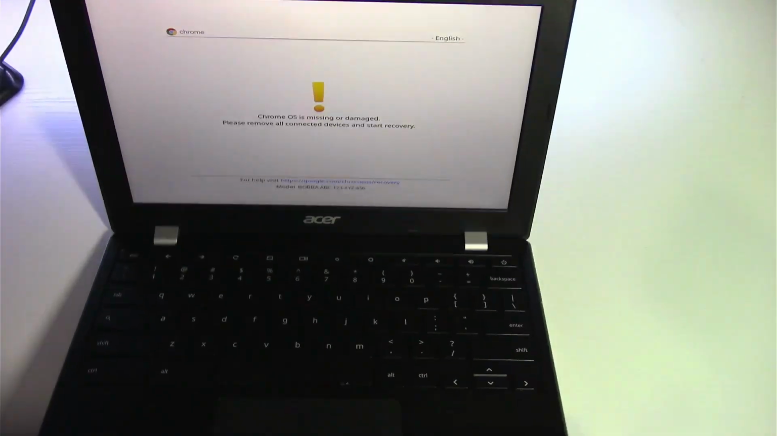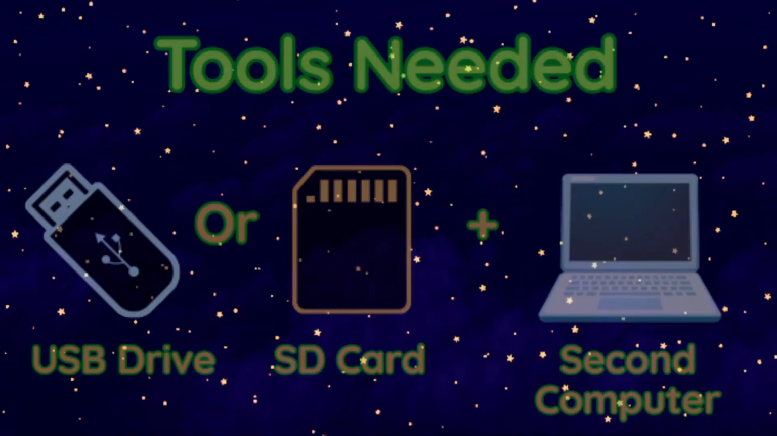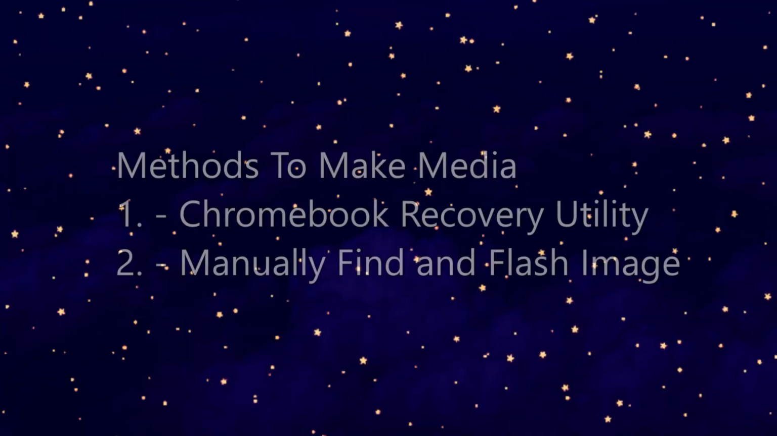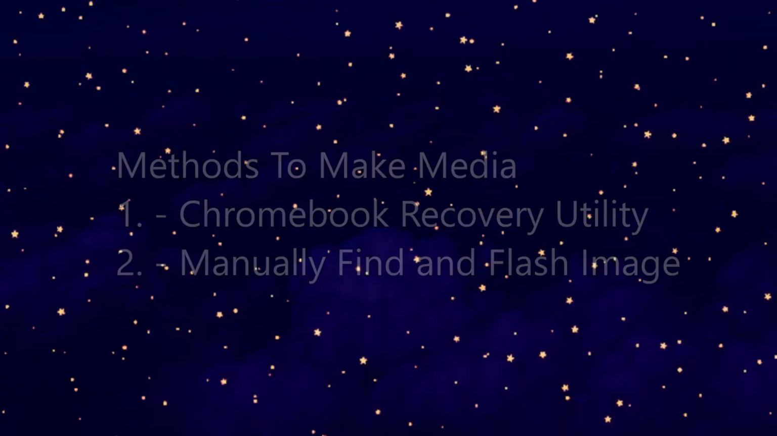So here are the tools needed. You will need a USB flash drive or an SD card and a second computer. And please keep in mind, this will require you to reset the whole computer. The whole computer will be reset and all data will be wiped. So make sure you want to do this. And I'll show you two methods on how to make the recovery media. First being Chromebook recovery utility, and second being manually finding and flashing the image. Alright, let's get started on this tutorial.